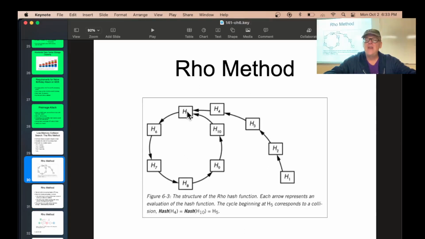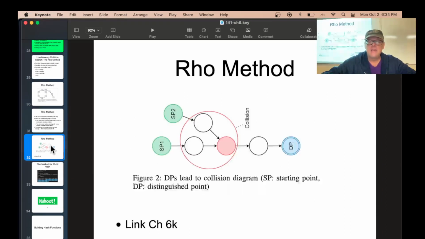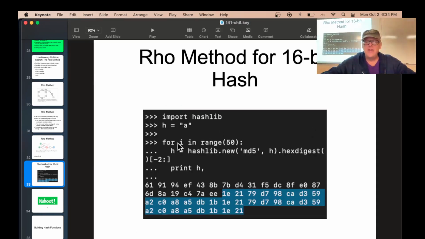You might have to make up to one extra circle around this loop of time, but you save a whole lot of memory because you don't remember all the hashes, you only remember the distinguished ones. So that's a time-memory trade-off, and that's the rho attack. All right, and you've done it in the projects. We had some simple Python. You can do it for hashes of various sizes, and we talked about that before.